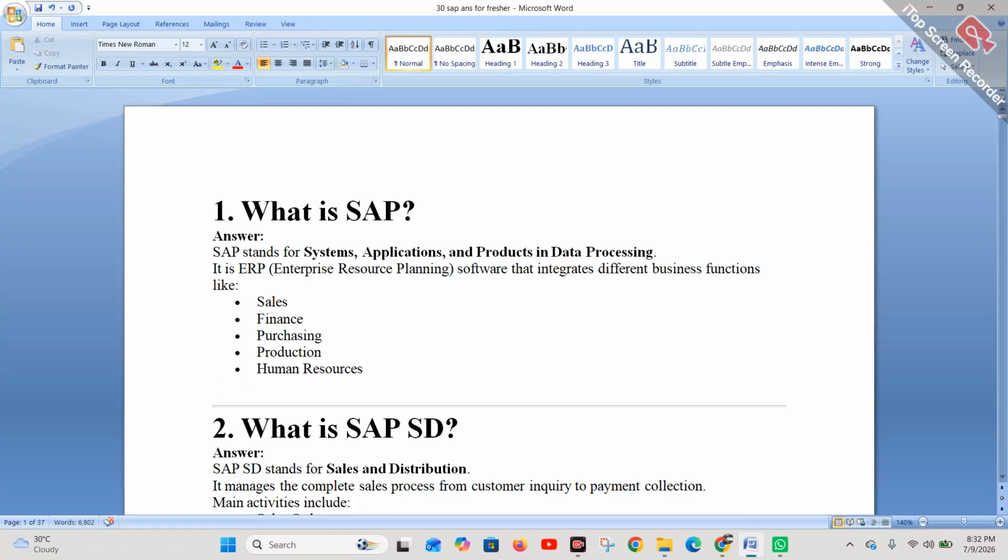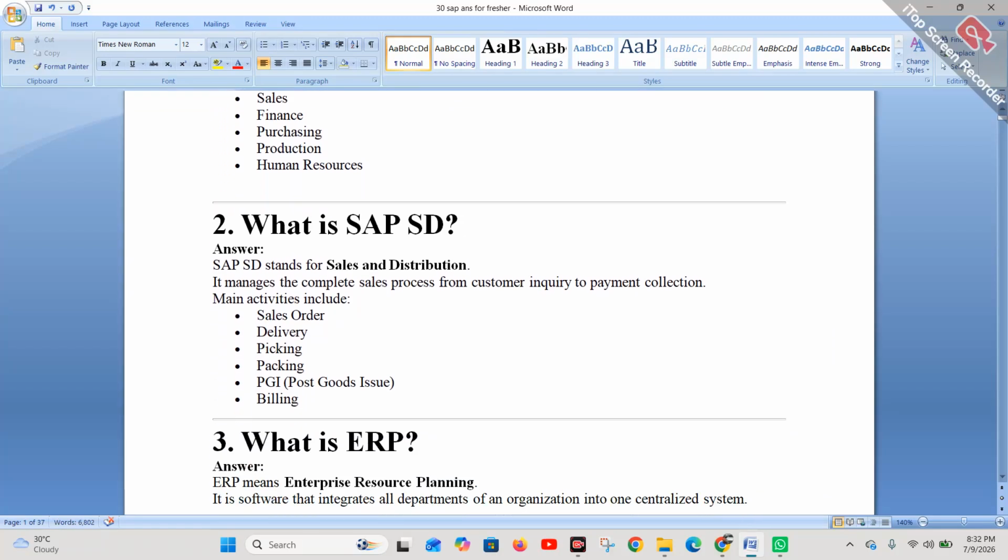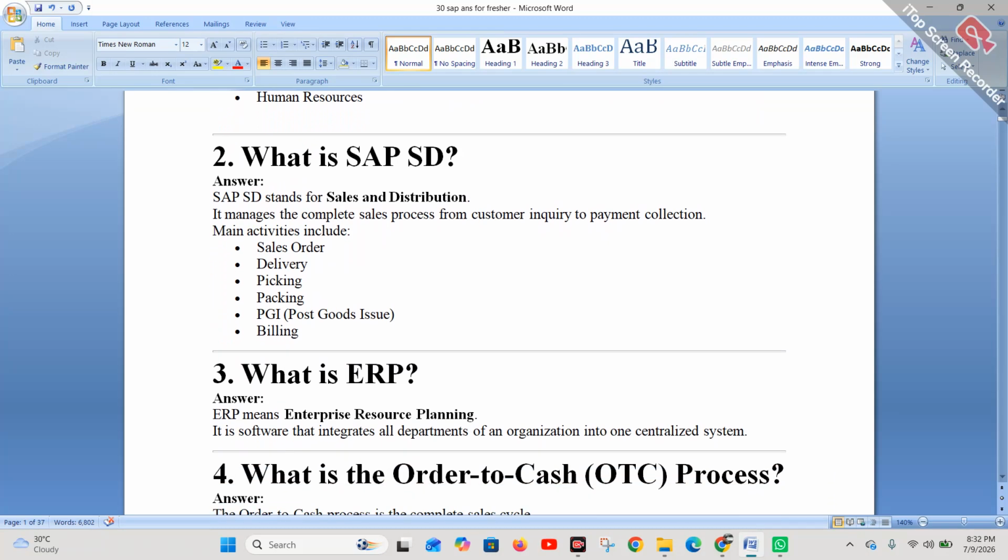Okay. So the next question is, what is SAP SD? SAP SD stands for Sales and Distribution. It manages the complete sales process from the customer inquiry to the payment collection. It is one of the primary and essential modules developed by SAP.